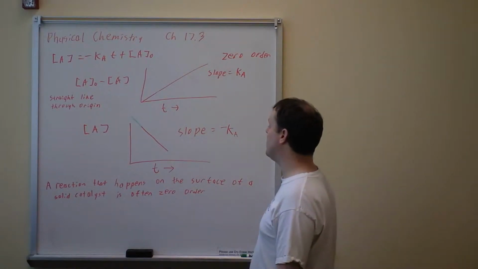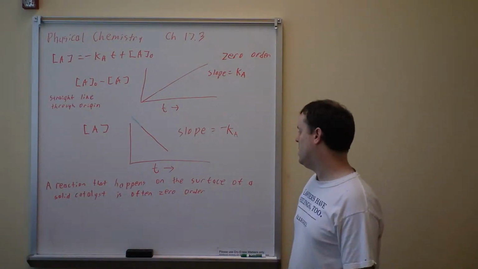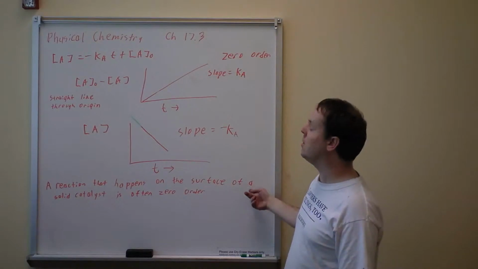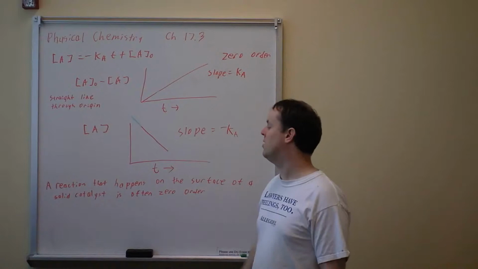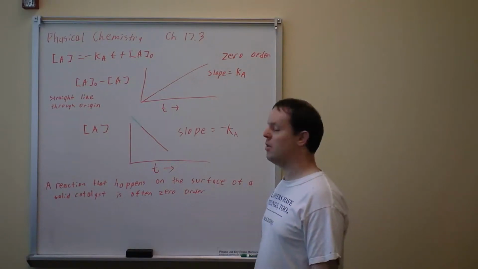And as an example, I said before that enzymes will cause zero order reactions. Likewise, if you have a reaction on the surface of a solid catalyst besides just an enzyme, that can be zero order also.